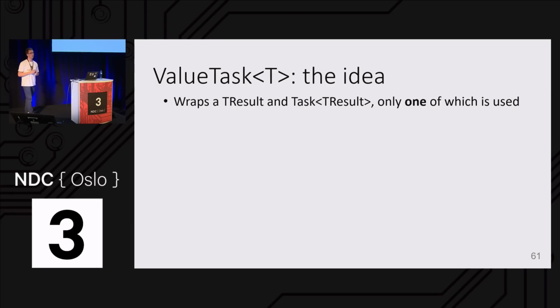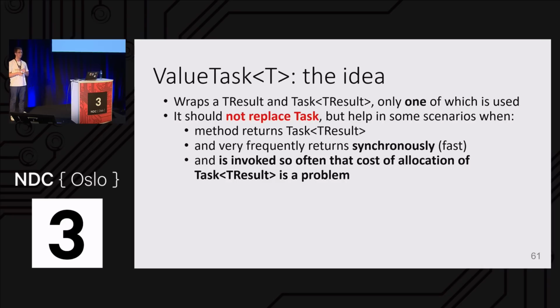ValueTask is a discriminated union, which means that we can create a ValueTask out of a result, something that is a value, is present, or from an asynchronous task. So it can wrap a non-executed task. And it's supposed to help in this single scenario.